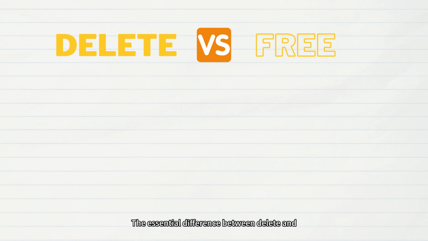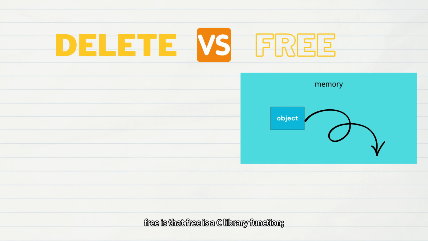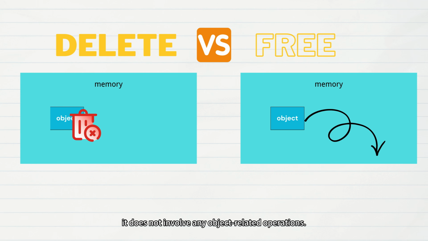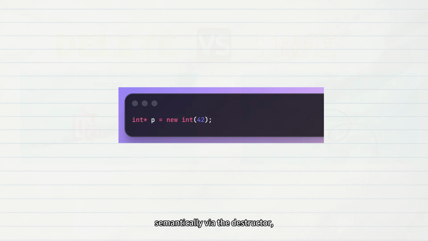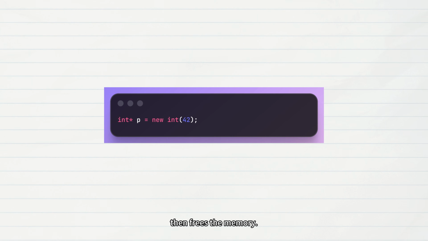The essential difference between delete and free is that free is a C library function. Its only role is releasing memory. It does not involve any object-related operations. Delete, in contrast, recognizes the object first, then the memory. It must be used on a valid object created by new. It first destroys the object semantically via the destructor, then frees the memory.